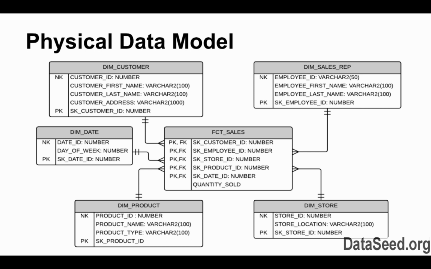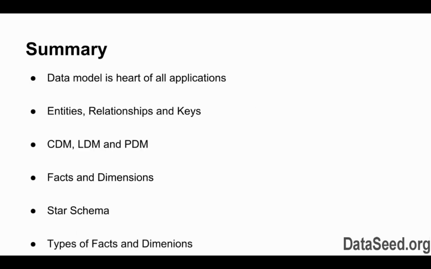So this concludes our introduction to data modeling course. Before we close, let us just take a look at what all we learned. We learned that a data model is very important for an organization to be successful. We learned about entities, relationships, and keys. We learned how to create a conceptual data model, a logical data model, and physical data model. We learned about facts and dimensions, and different types of facts and different types of dimensions. And we also learned what is a star schema.